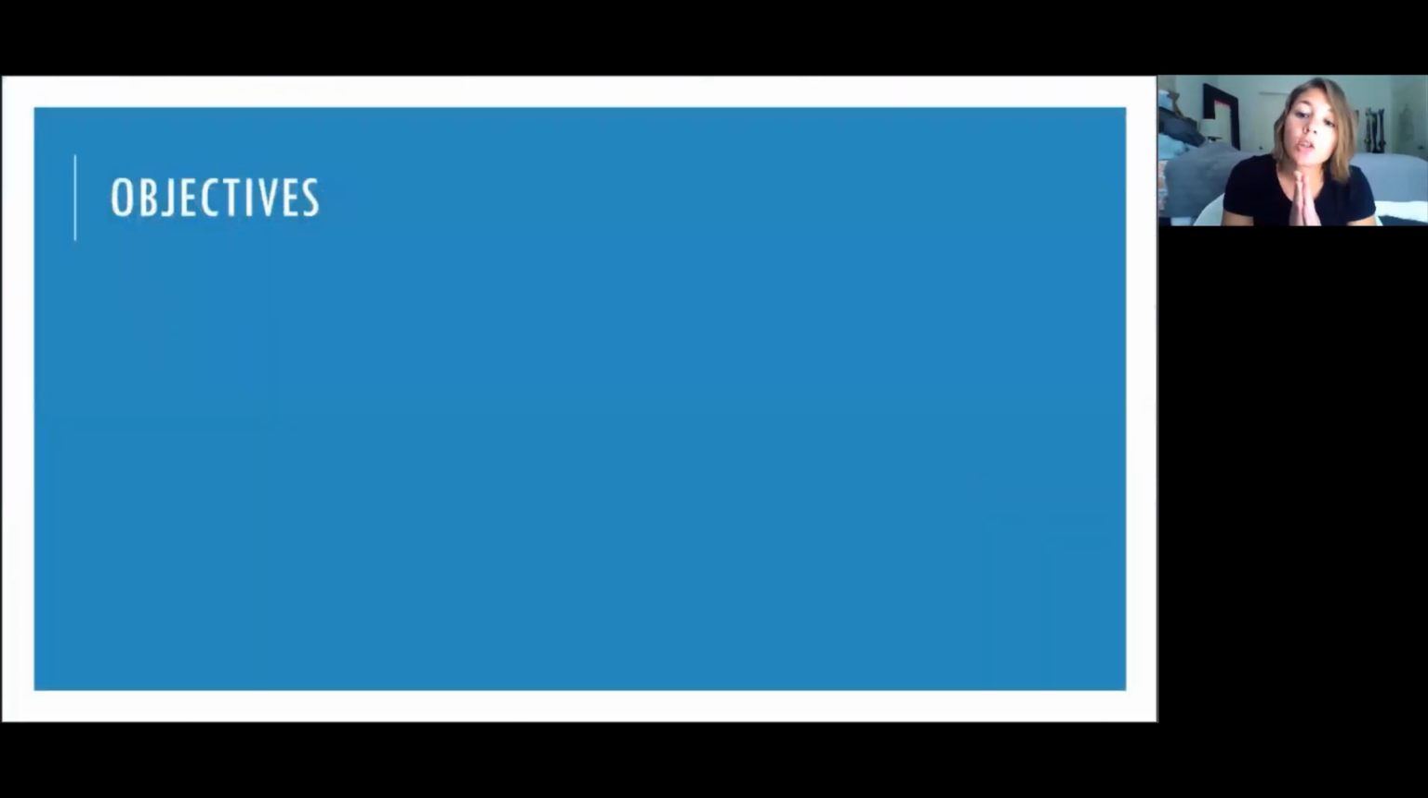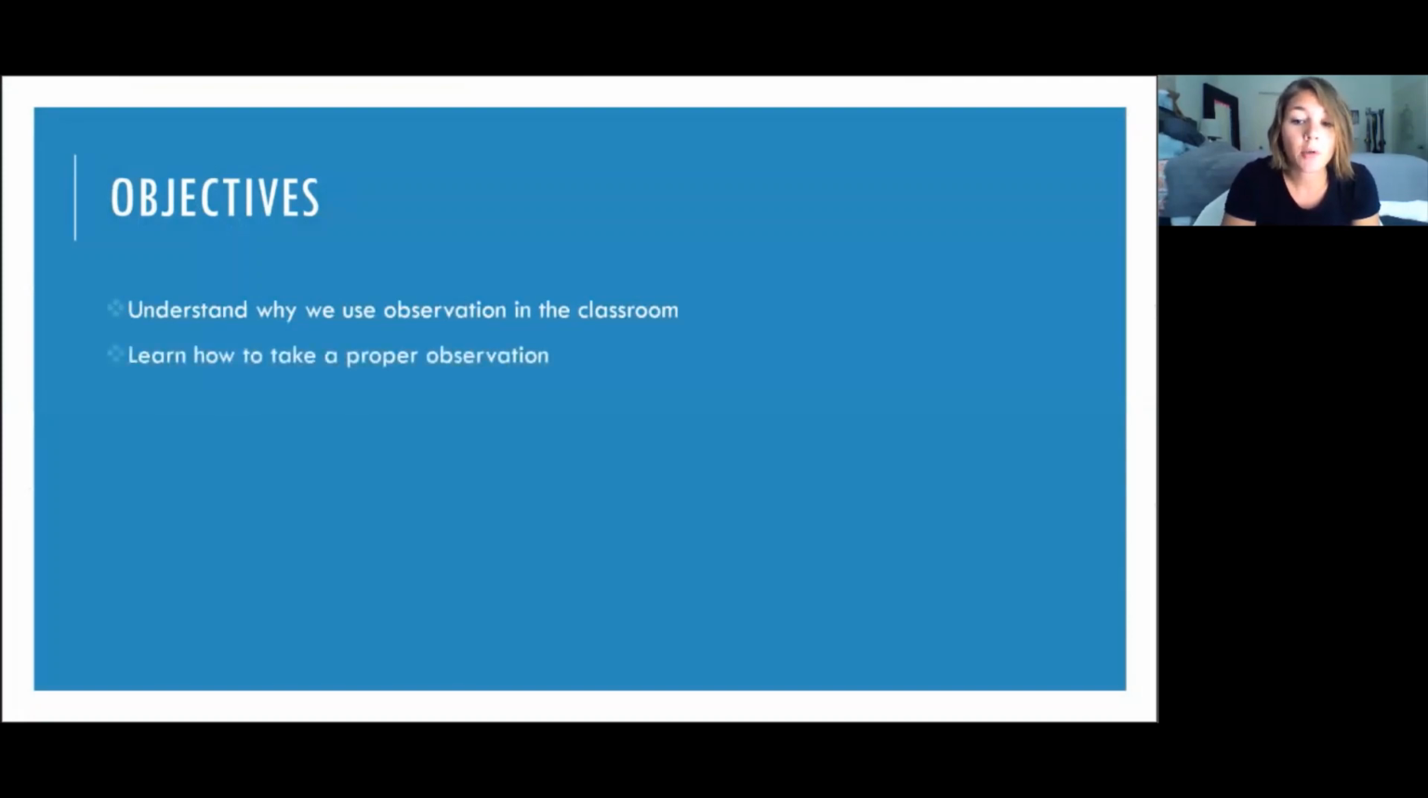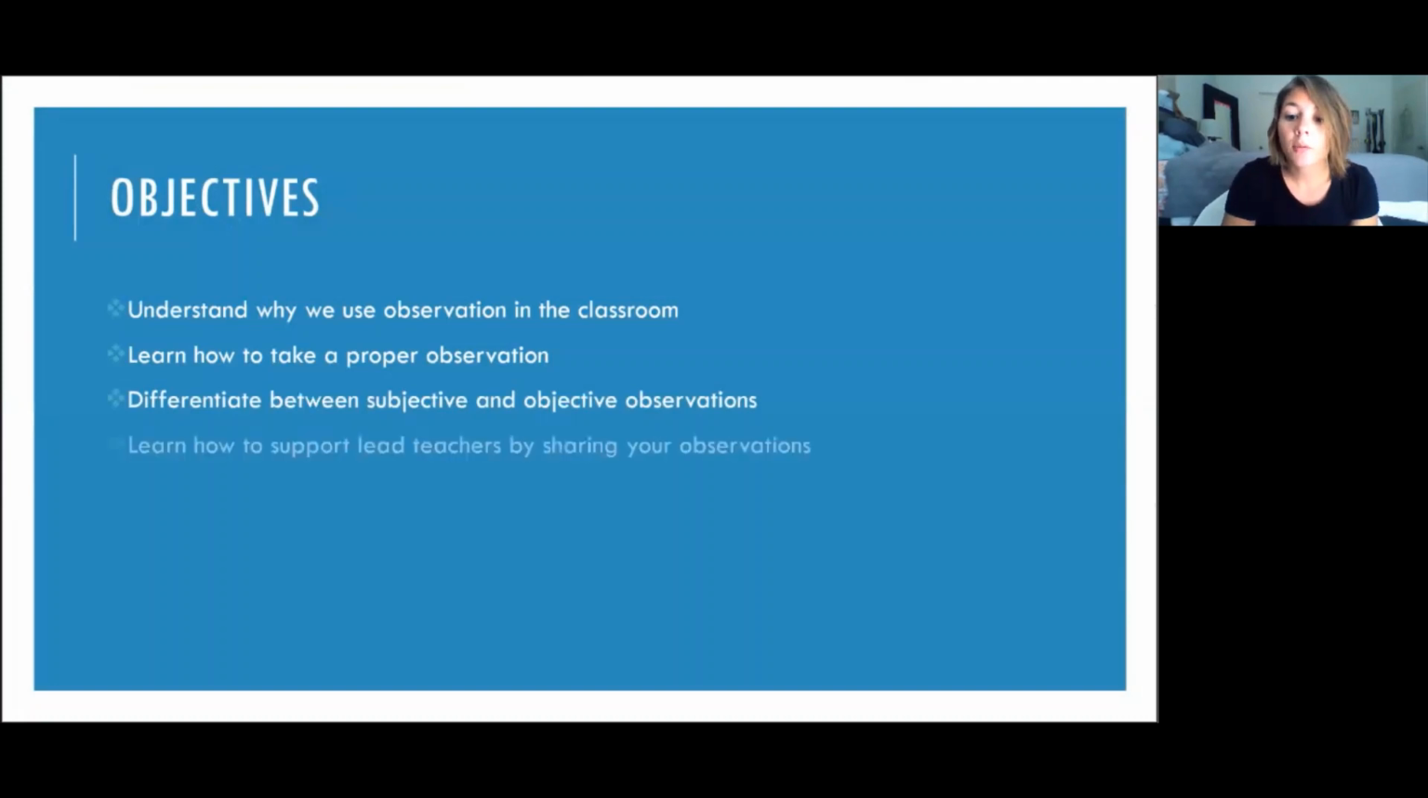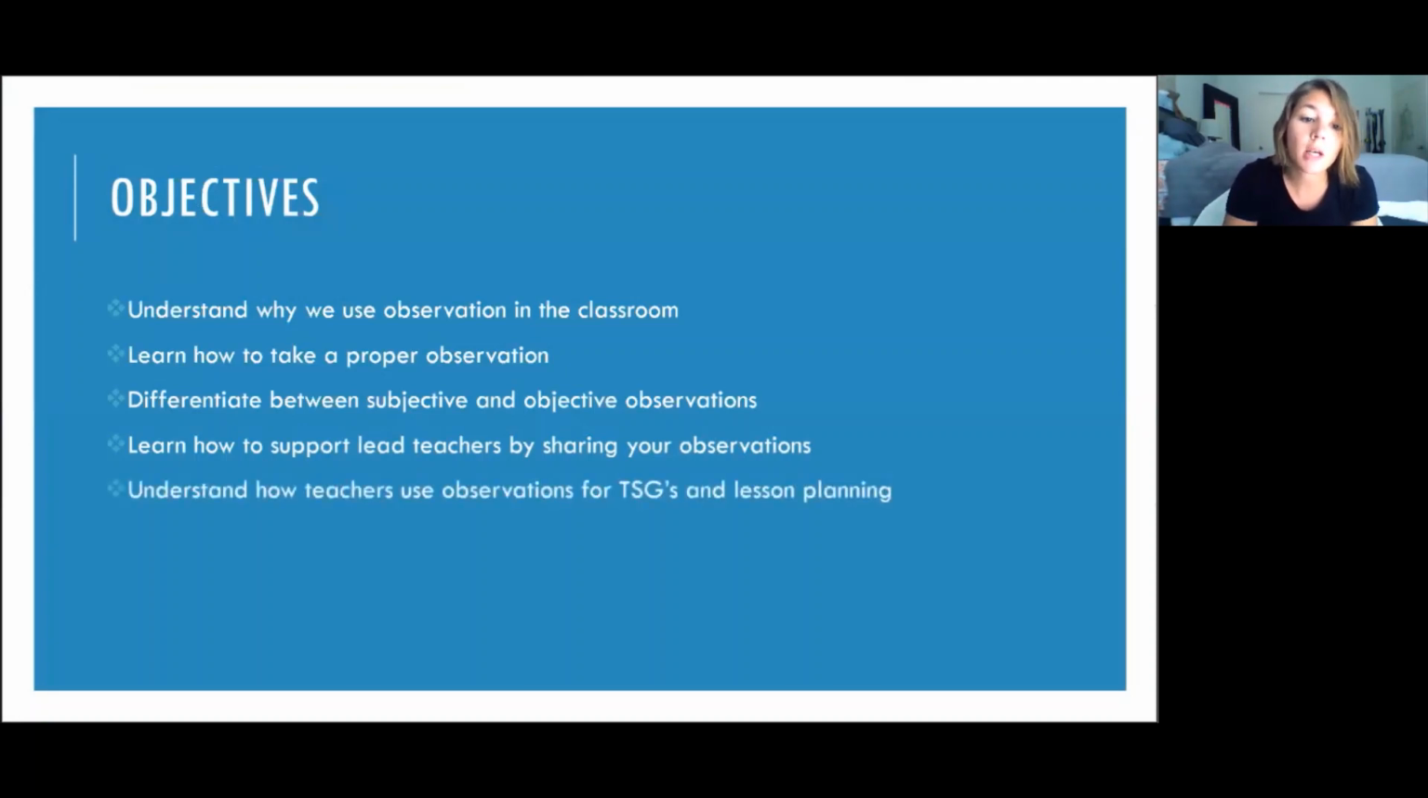So before we dive in, let's go over our game plan here. First, we will understand why we use observation in the classroom. Then we're going to move right along and learn how to take a proper observation. And then we will learn the difference between subjective and objective observations. After that, we will discuss how you can support the lead teachers by sharing your observations with them. And then I'll explain how teachers use those observations for their TSGs and their lesson planning. And last but not least, I will share some tips and tricks for taking observations.